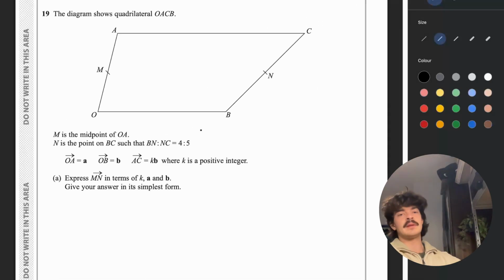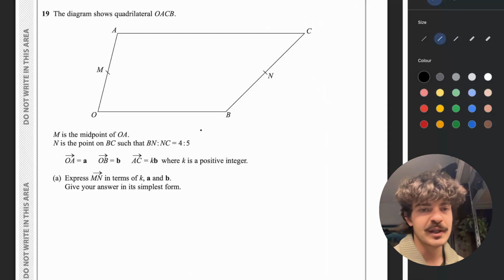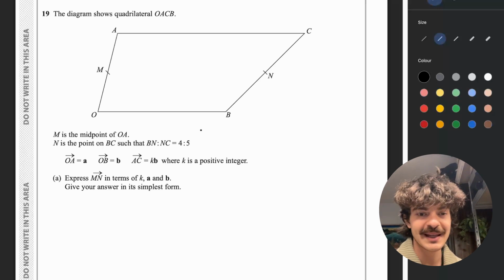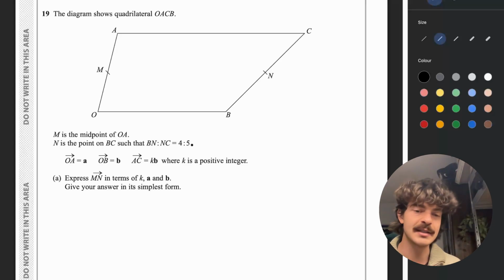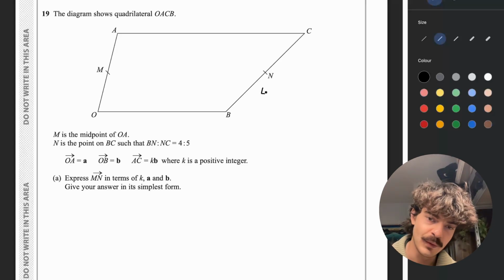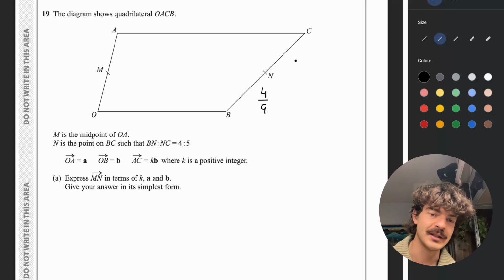Here's a question. The diagram shows the quadrilateral OACB. M is the midpoint of OA and N is the point on BC such that BN to NC is 4 to 5. Okay, that means that the distance from B to N is 4/9 of the total distance, and the distance from N to C is going to be 5/9.